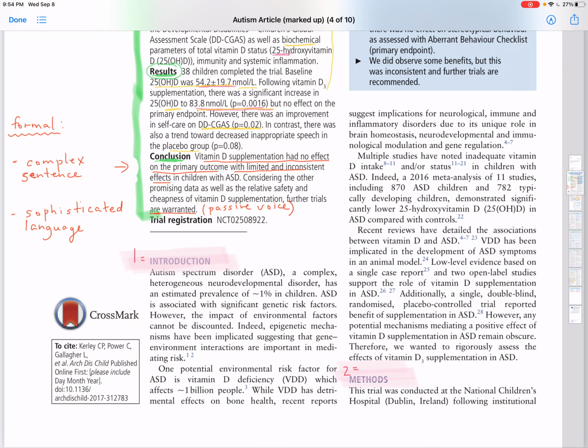Okay, we'll also find out about what the objectives are of the current study. In other words, what were the researchers trying to find out? Okay, let's begin the reading. Introduction.